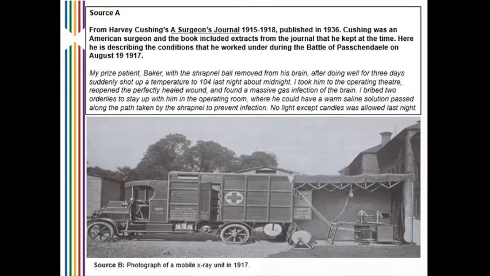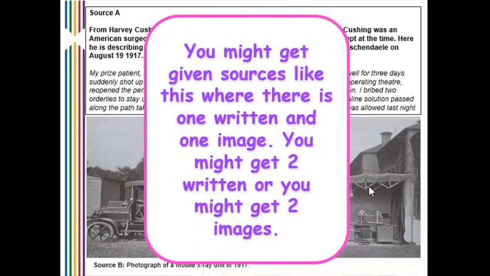And then source B at the bottom here is a photograph of a mobile X-ray unit in 1917. So you'll always be given, like this caption here of B and this little description here of A, a little bit of context and a description or a caption if it's a picture. So you might get given two sources like this, where one is written and one is an image. You might get given two written, or you might get given two images. There's no pattern to it at all. It could be any of those combinations. Okay, don't panic if you get two images. We'll talk about what we do with images in a second.